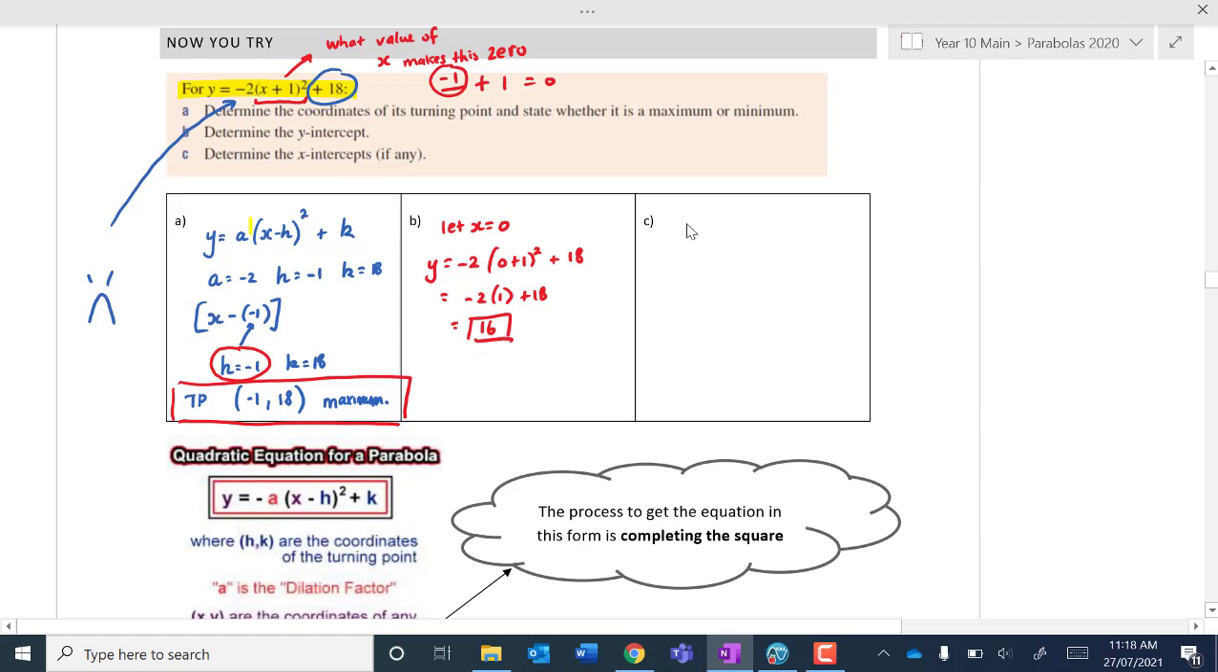Determine the x-intercepts. For the x-intercept, let y equal 0, and solve for x. So I want to solve this guy here. Well, I want to get x by itself. But before we do that, let's subtract 18.